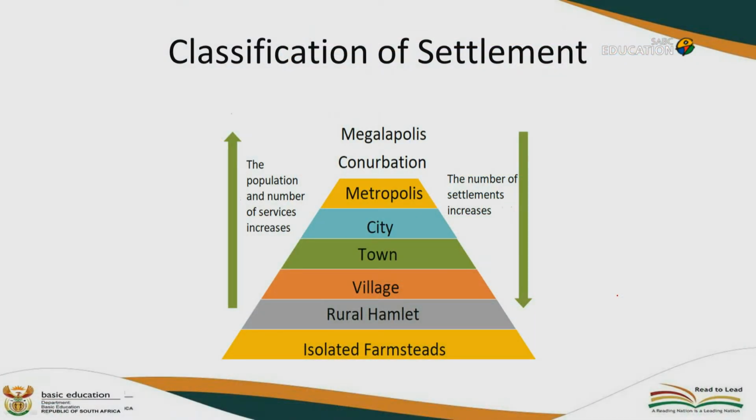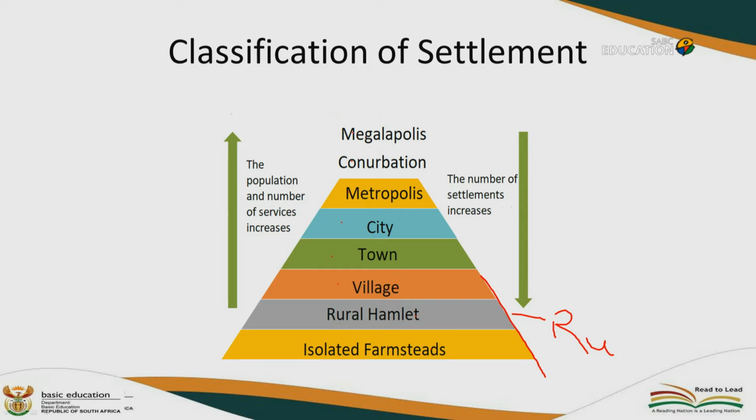Okay, when we look at this classification of settlement in this pyramid here, at the bottom you have isolated farmstead, you have rural hamlet, you have a village. These three are what? A rural settlement. But when it comes to urban settlement, we have a town, we have a city, we have metropolis, we have conurbation, we have megalopolis.